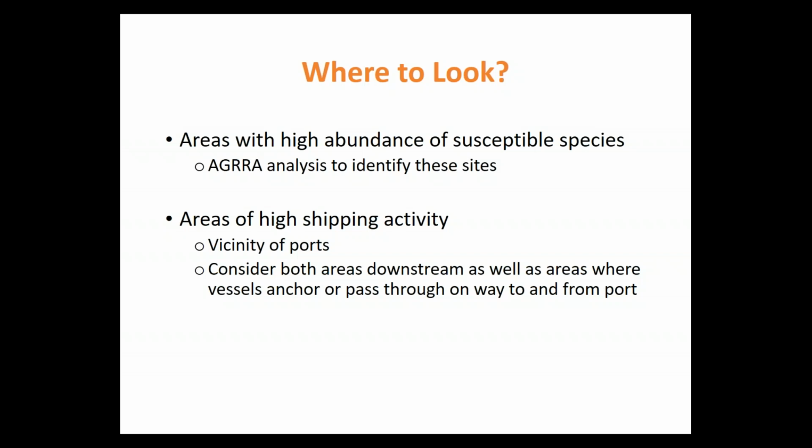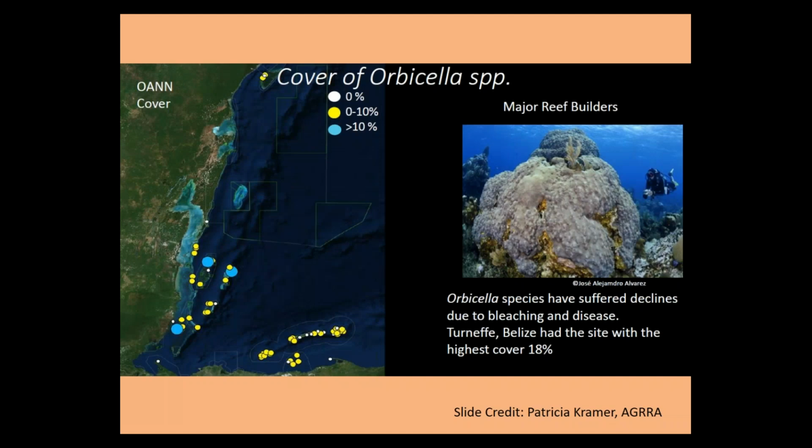In terms of where to look, you want to focus on those areas with a high abundance of susceptible species. If you collect AGRA data and submit your data to AGRA, they can complete an analysis for you and help you identify where these locations might be. You also want to look in areas of high shipping activity, the vicinity of ports, areas downstream, areas where ships are anchoring or where lots of ships are passing through on their way to and from port.